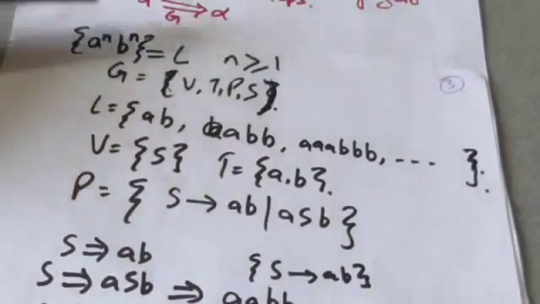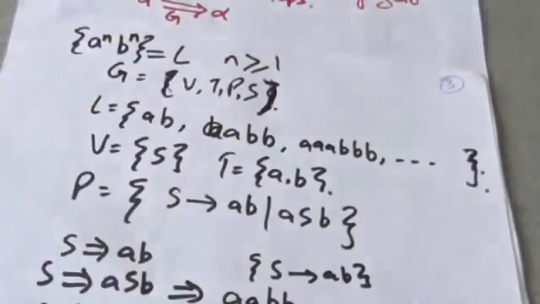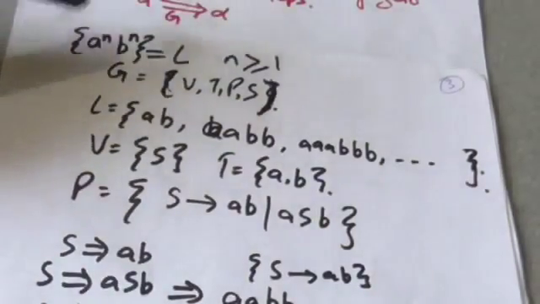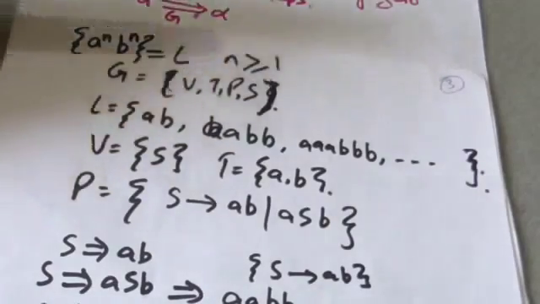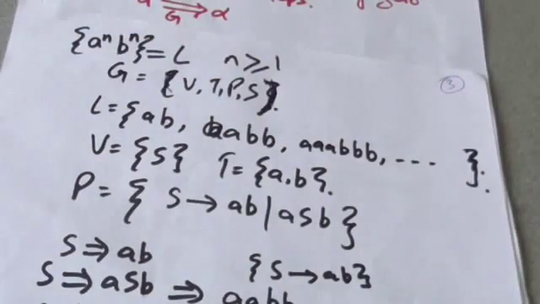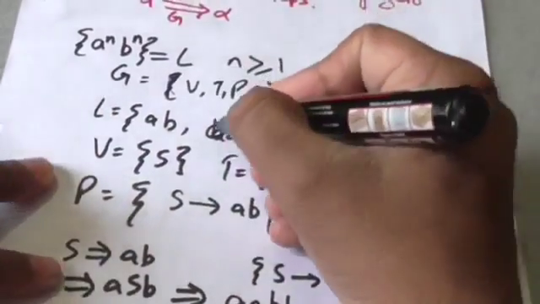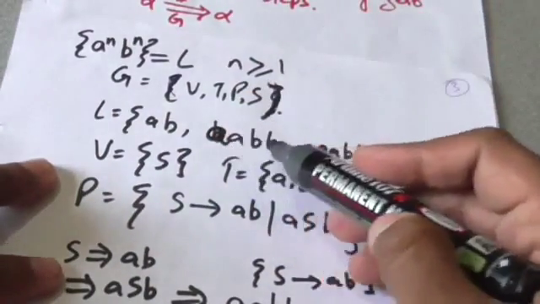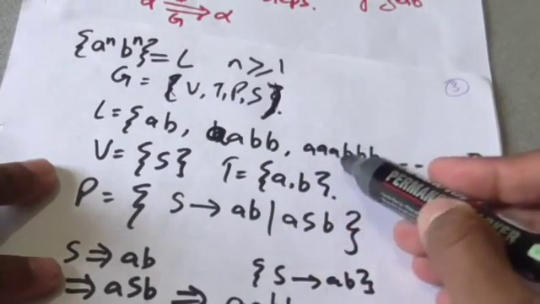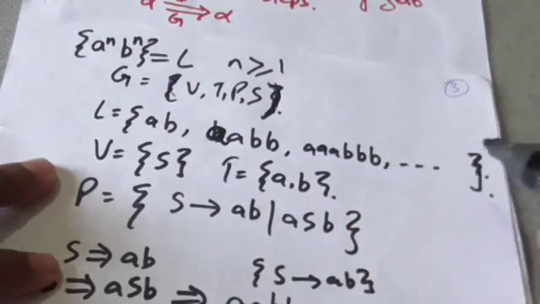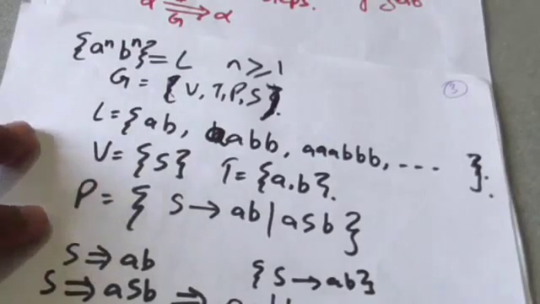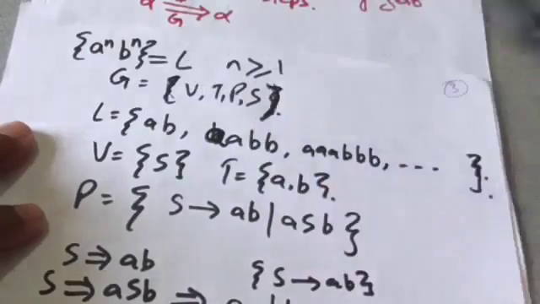Now consider this language, which is a set of strings of the form a raised to power n, b raised to power n, where n is greater than or equal to 1. It means this language is the set of all strings of a and b in which a's are followed by same number of b, like AB, AABB, AAABBB, and so on. Let G be the grammar of this language L.